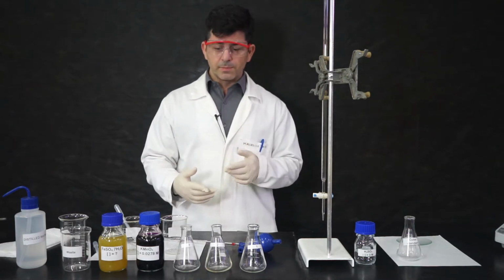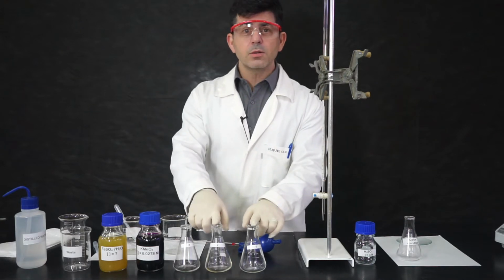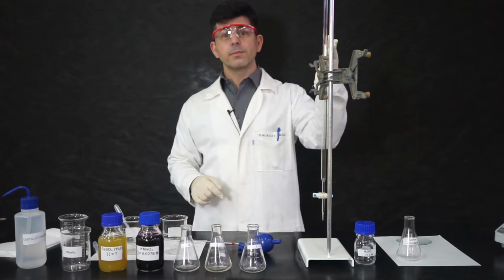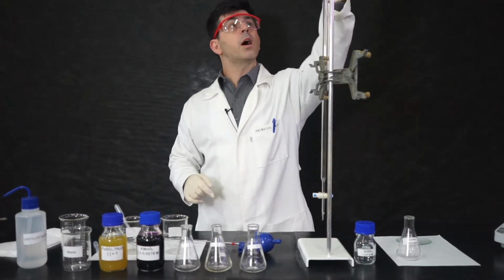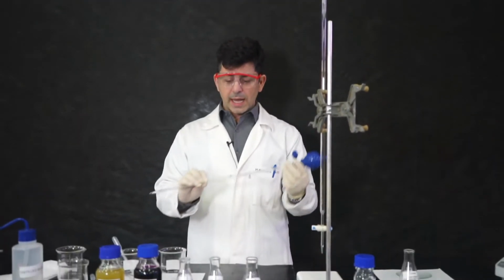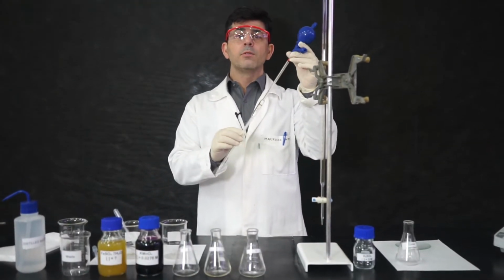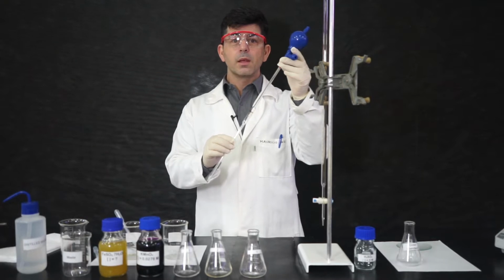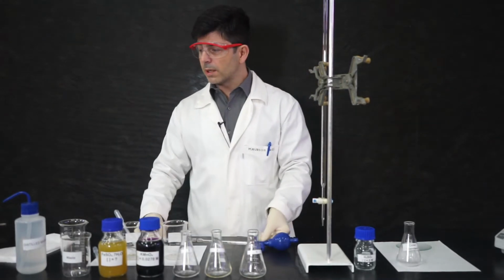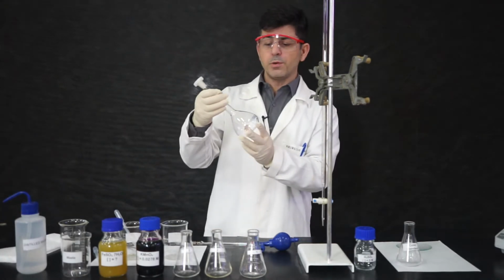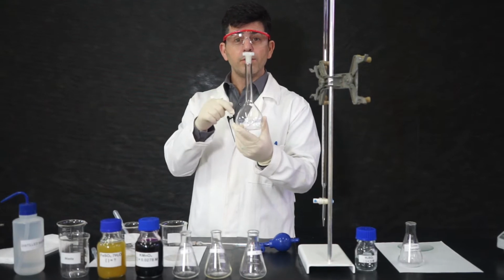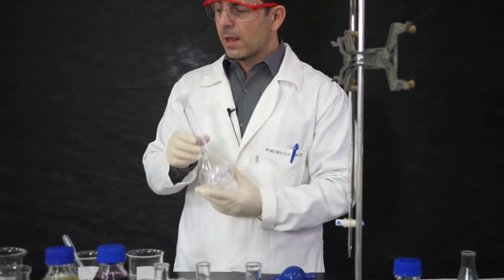We are using Erlenmeyers for the titration. We are using a burette, and a funnel to help us transfer the liquid. You will need a 10 milliliter volumetric pipette and a pipette pump. We will also need a 250 milliliter volumetric flask. This is how we're going to dissolve the ore.